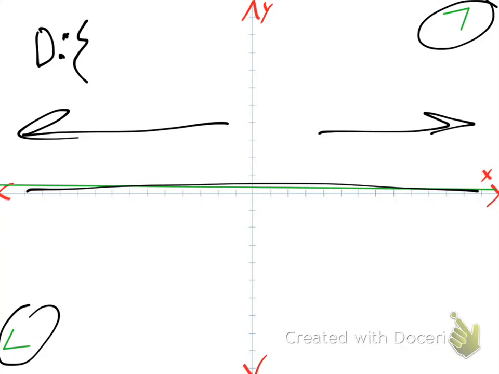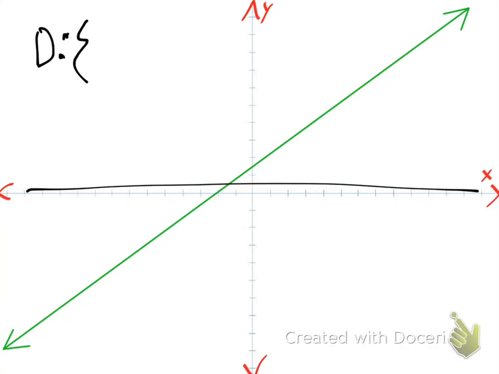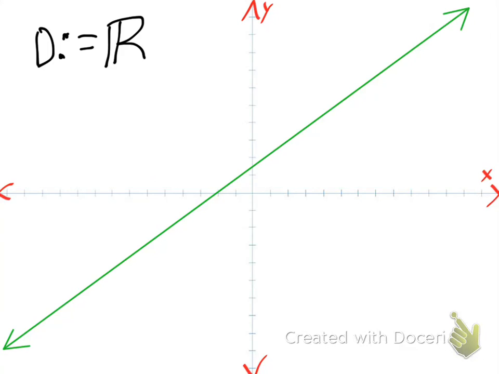So the domain for this one isn't just actual values, because it even contains all the fractions that are between 0 and 1. So it contains everything. So what do we write for that? We write that the domain is all real numbers.